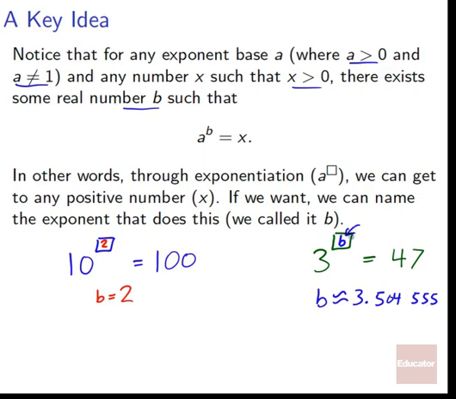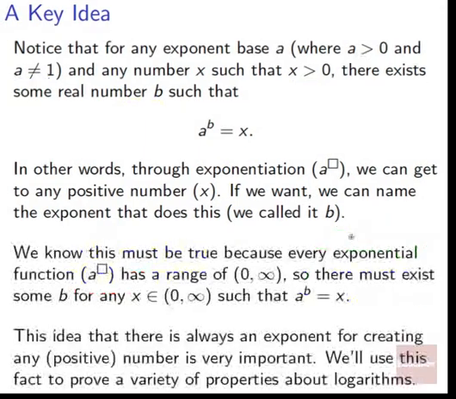It is out there somewhere, even if we don't know it. But that doesn't mean we can't talk about it. We can not know what something is precisely and still talk about it as a general idea. So we know this has to be true because every exponential function, a to the something, has a range of 0 to infinity. We've talked about this before, and you can see it in the graphs of it.